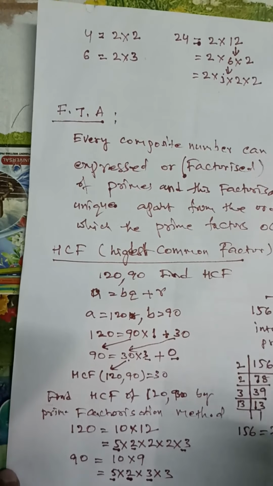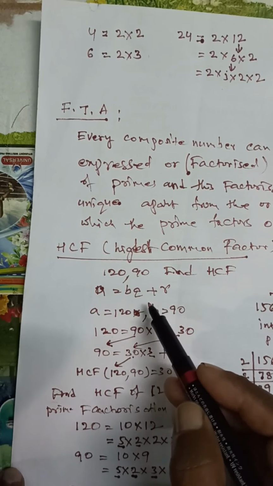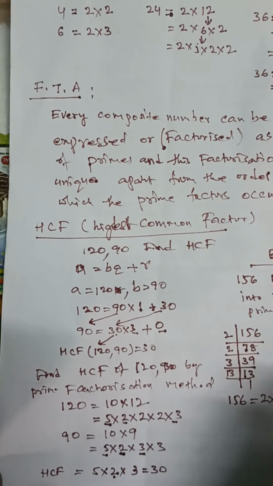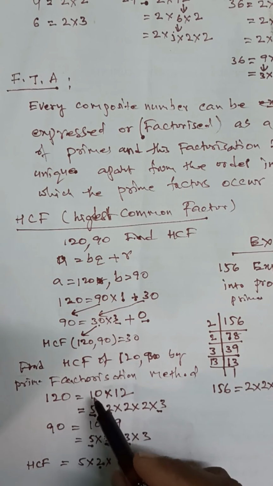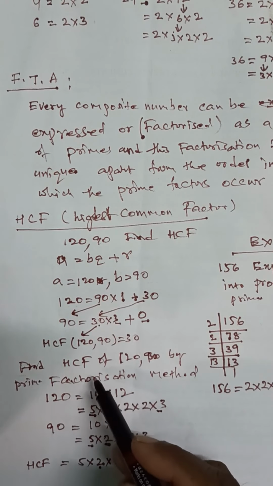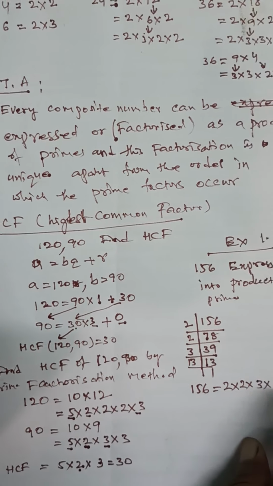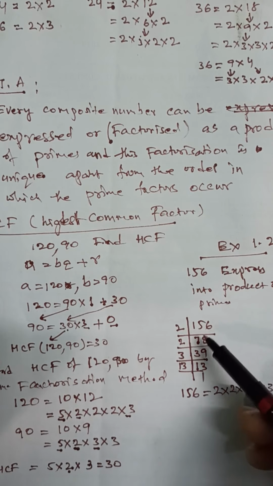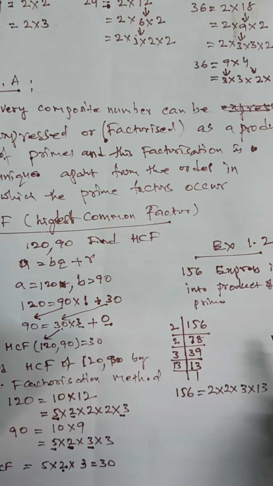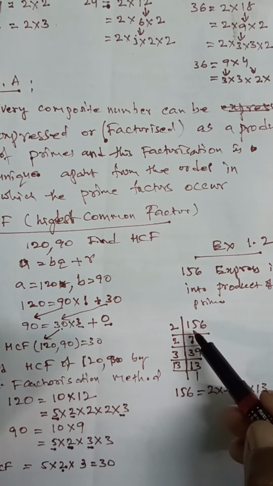We find the highest common factor by using Euclid's division lemma, and we also used the prime factorization method to find the HCF. From exercise 1.2, one problem is: express 156 as a product of its primes. We can simply find the product of primes here.